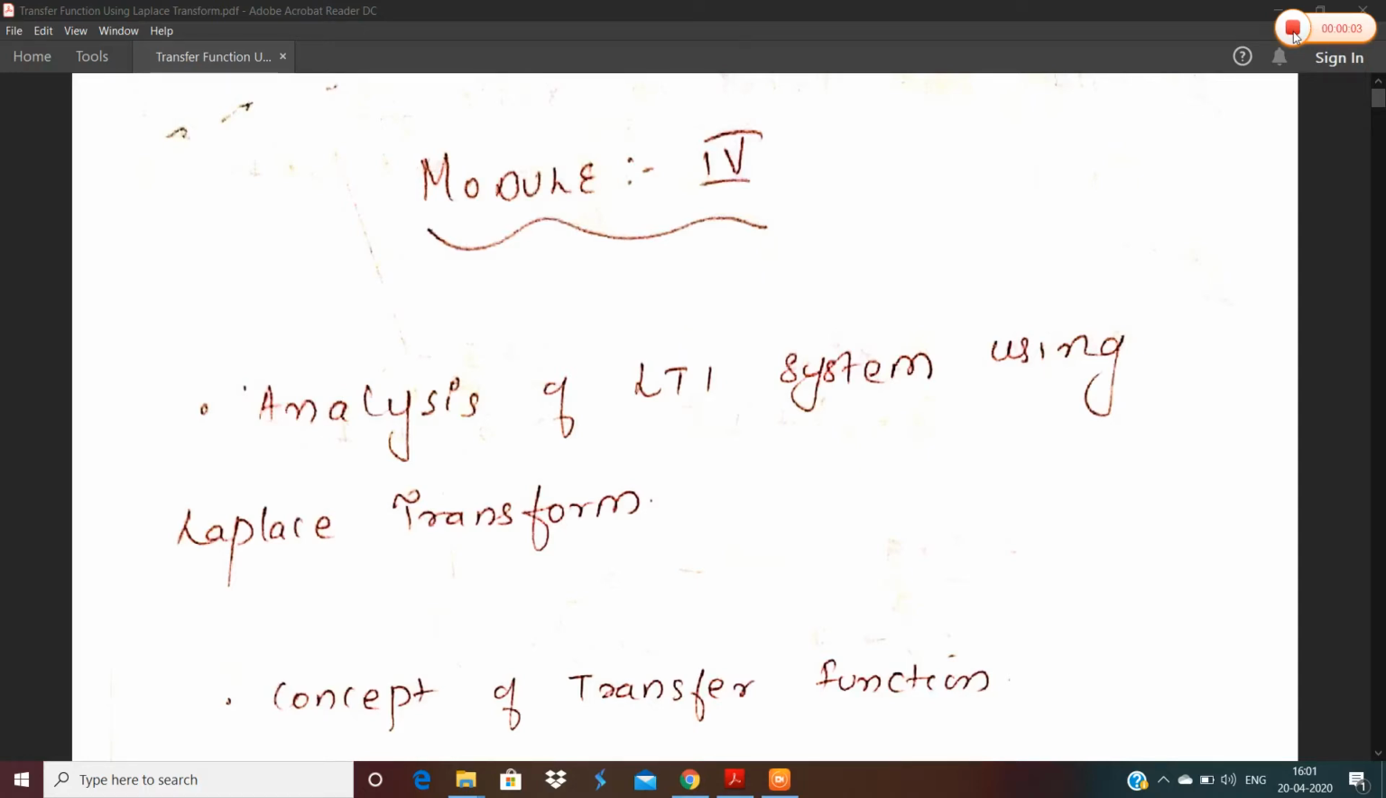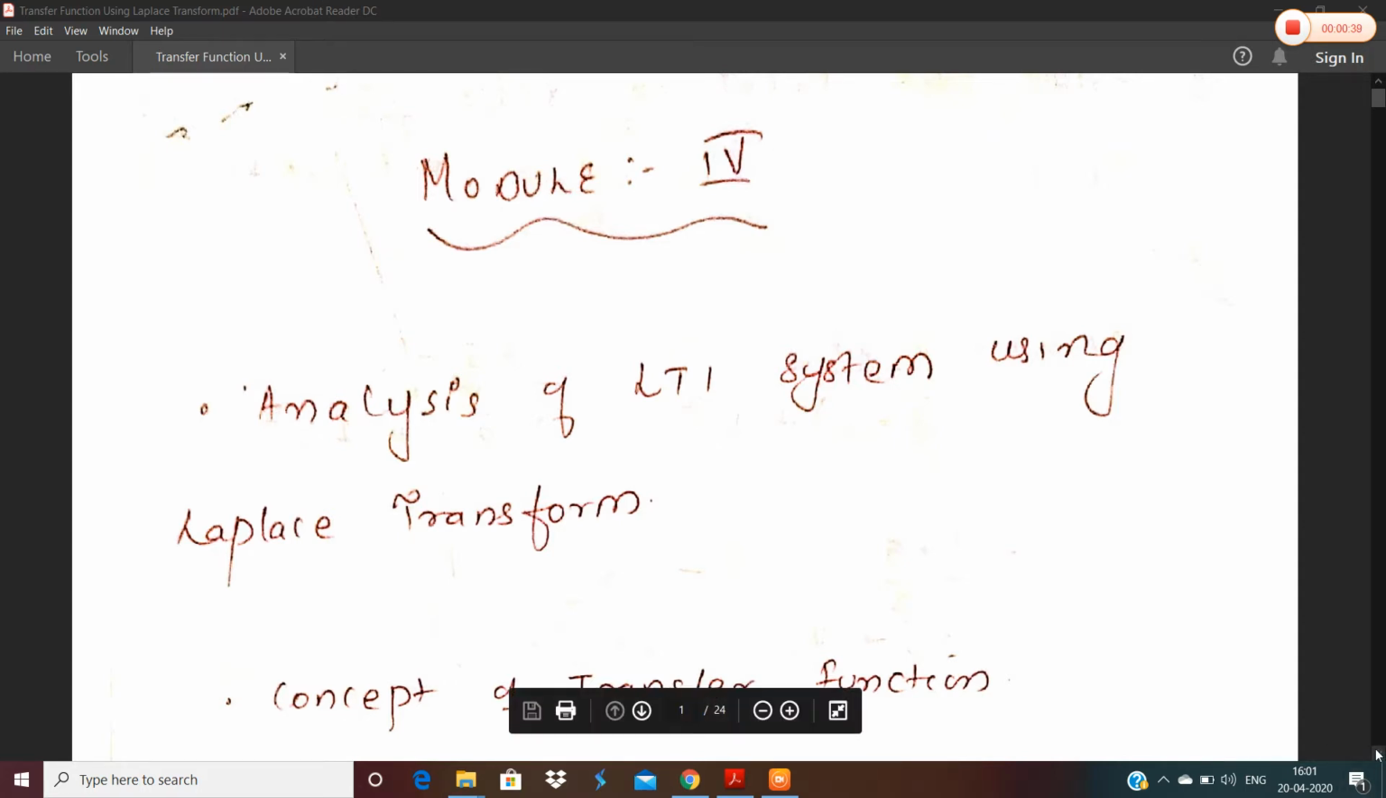Hello all. In today's class, we will see the analysis of LTI system using Laplace transform and a brief introduction to the concept of transfer function. We have already seen how we can analyze the LTI systems using CTFT. In the same way, we can perform the analysis of the LTI system using Laplace transform also. We know that both Laplace transform as well as CTFT apply to continuous time signals.